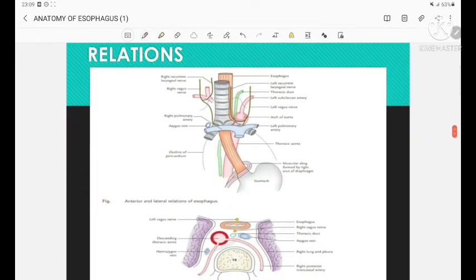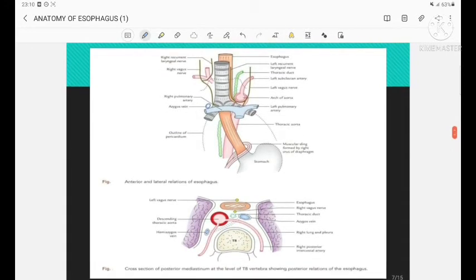Coming to the relations of esophagus. So the first picture shows the anterior and lateral relations of the esophagus. Anteriorly it is related to the trachea, the left recurrent laryngeal nerve, the right pulmonary artery, and laterally it is related to the left subclavian artery, the thoracic duct, left vagus nerve, right recurrent laryngeal nerve, right vagus nerve, and also the azygos vein.